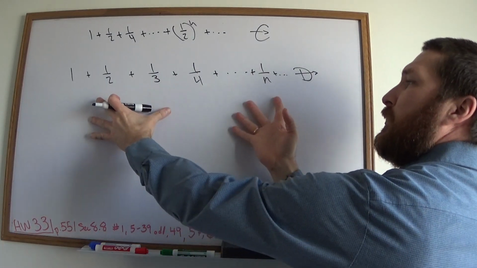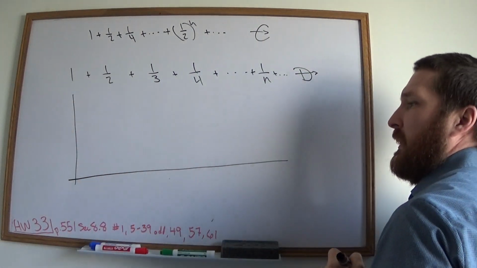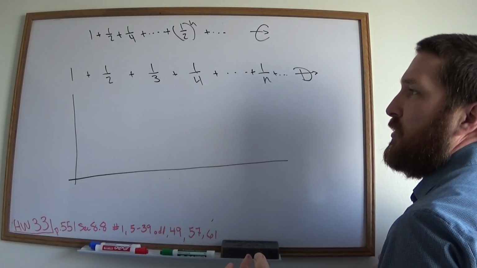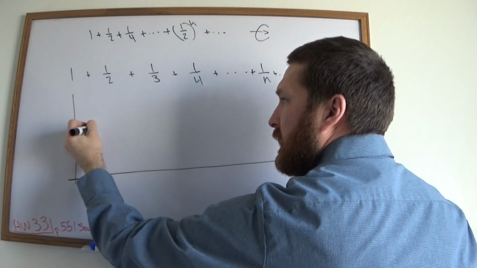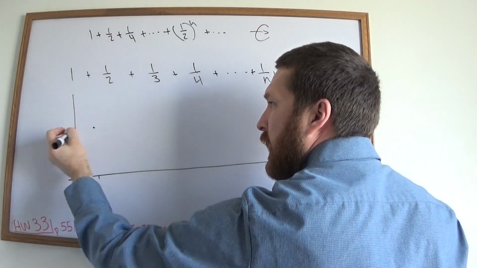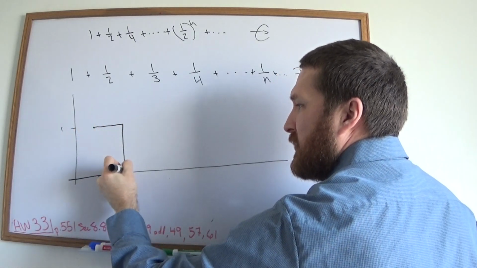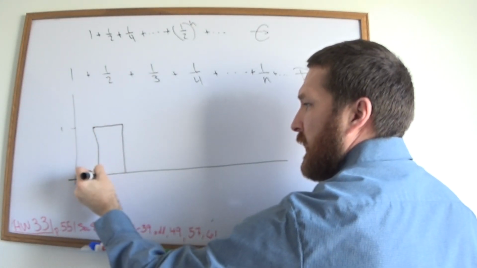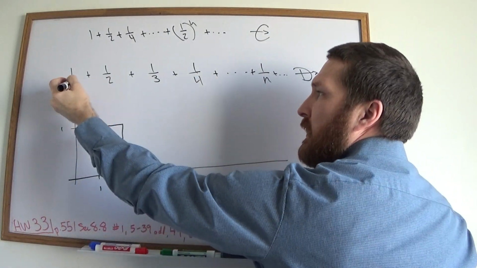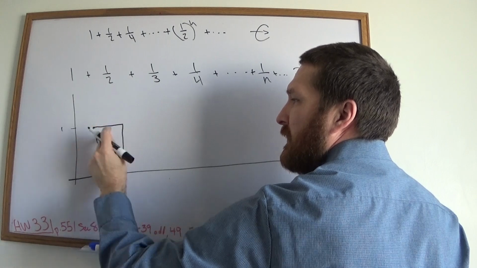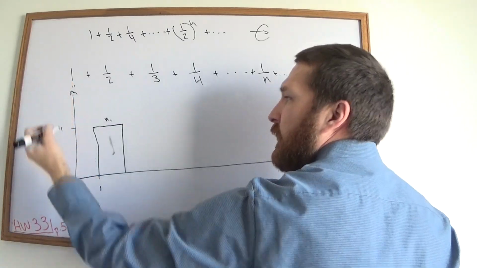Well, let's reinterpret this as an area. I could do this anywhere, but I'm going to choose to do it right here. Let's start at 1, and let's say the height is 1. This is an area. If I go over 1, now it looks like a rectangle. It's actually a square. What's the area of this rectangle? Just 1, 1 times 1 is 1. So I'm going to call this area 1. And that's the same thing as this, area 1.